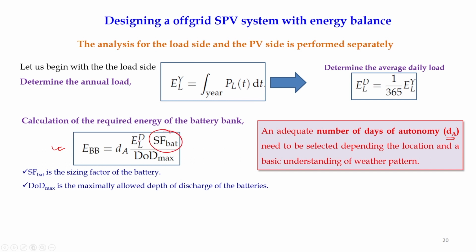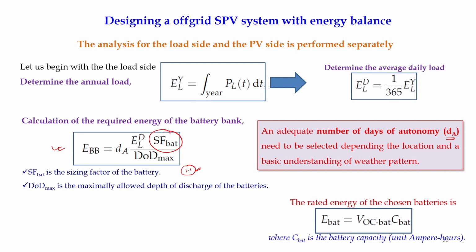And what is SF? That is the surging factor. This is about 1.1 times we need to consider, and DOD max is the maximal allowed depth of discharge of the batteries. And also we need the information of the rated energy of the chosen batteries. So, this is for the battery bank, the entire batteries. It may be 6 batteries, 7 batteries, 8 batteries, 12 batteries. So, altogether we name it the battery bank, but here what we are concerned about is single batteries.